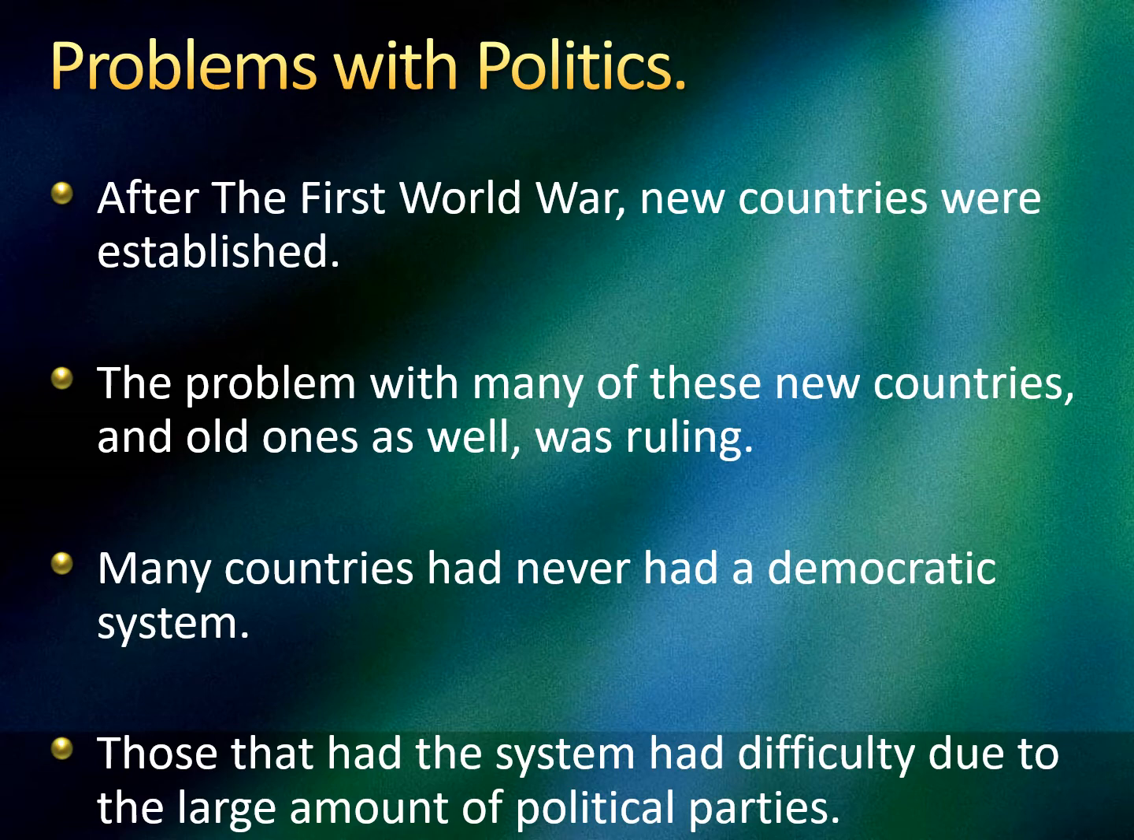Okay, so after the First World War, new countries were established. The problem with many of these new countries, and old ones as well, was ruling, being in control of these countries. Many countries in Europe had never had a democratic system. They were used to a king or a queen or some other type of governmental power being in charge. So many of these countries didn't know what to do with a democratic government. And even those that did have a system similar to the democracy we have here in the United States found it difficult to use because there were too many political parties to get along with.